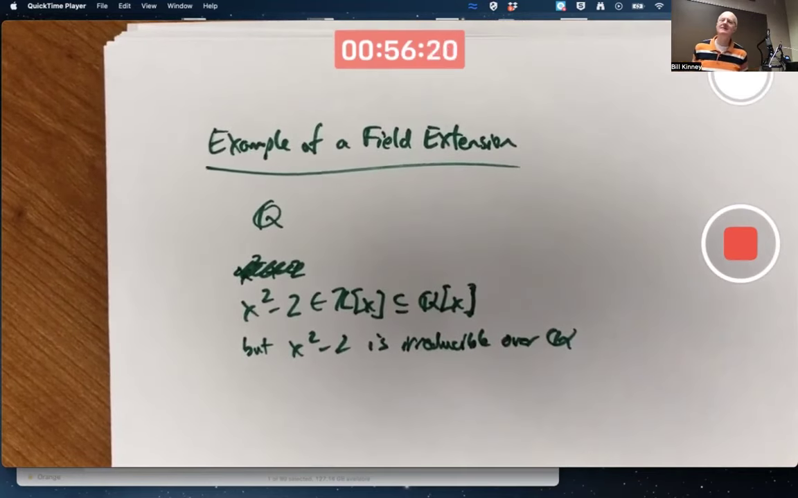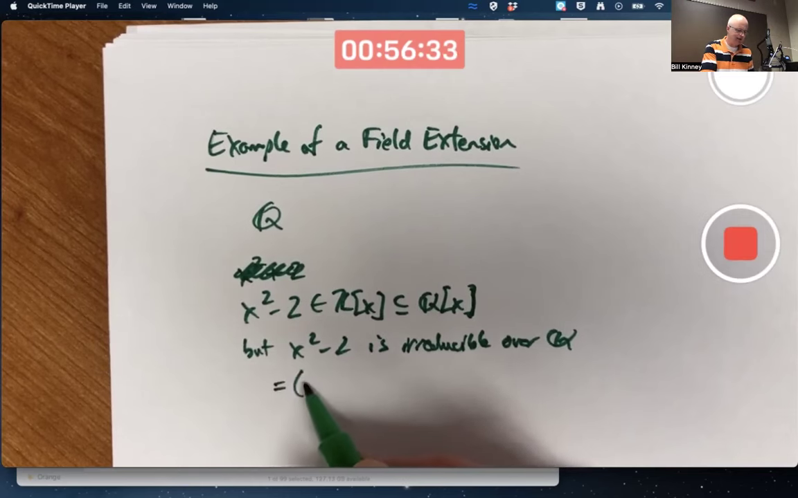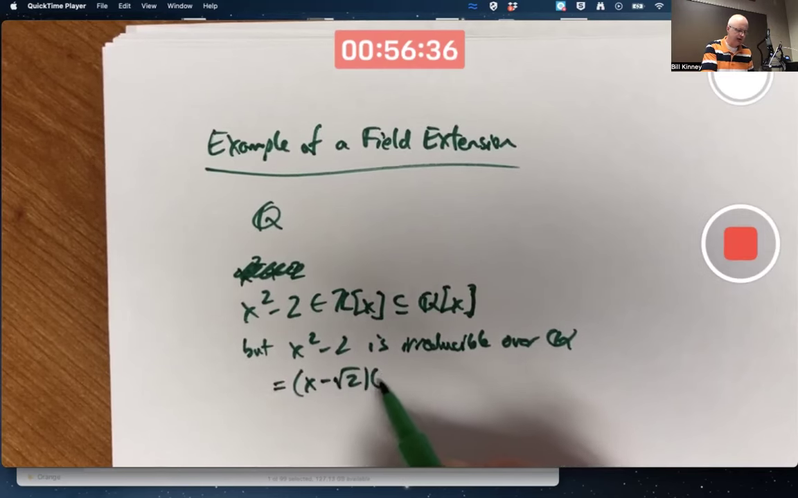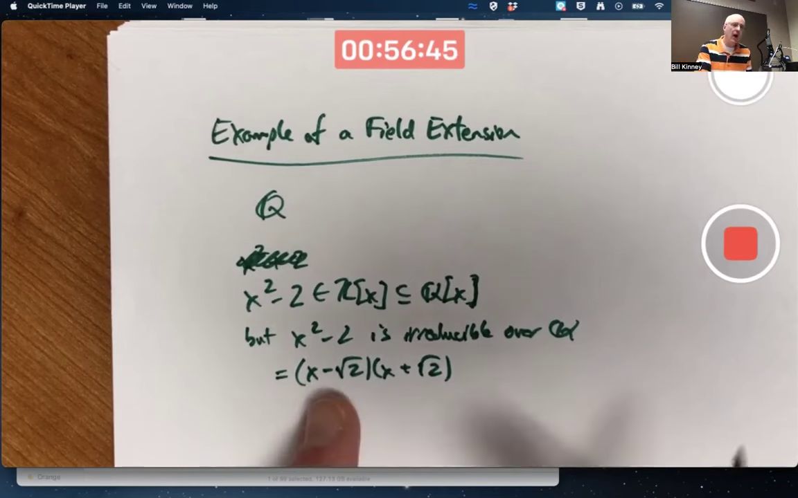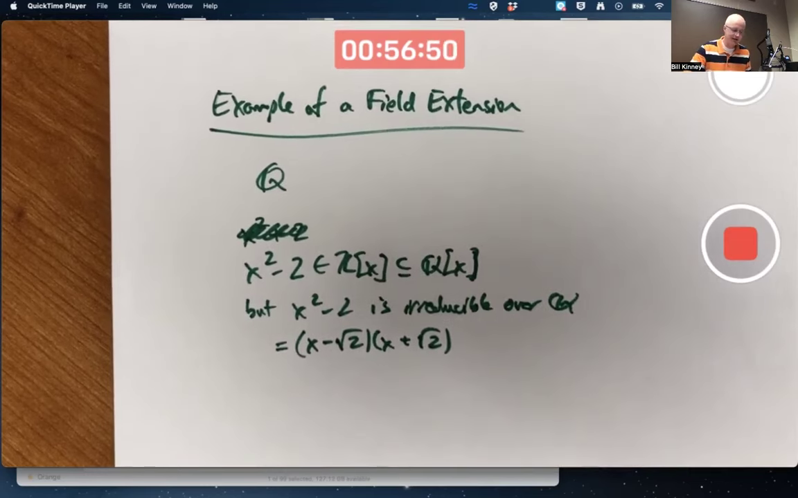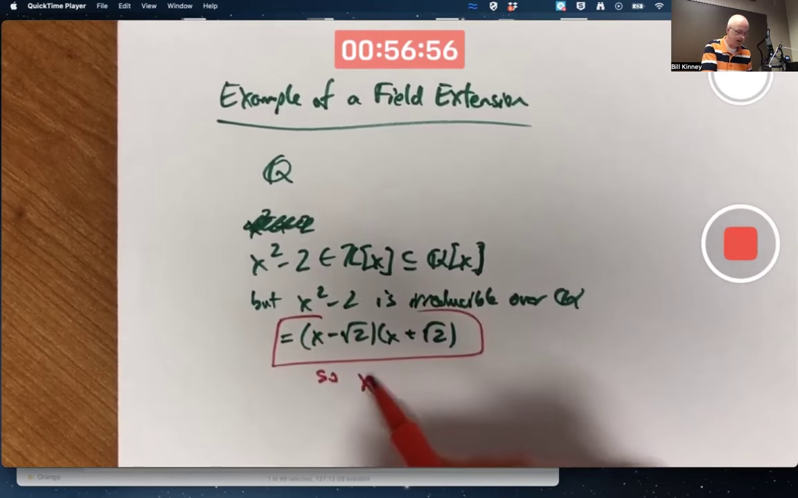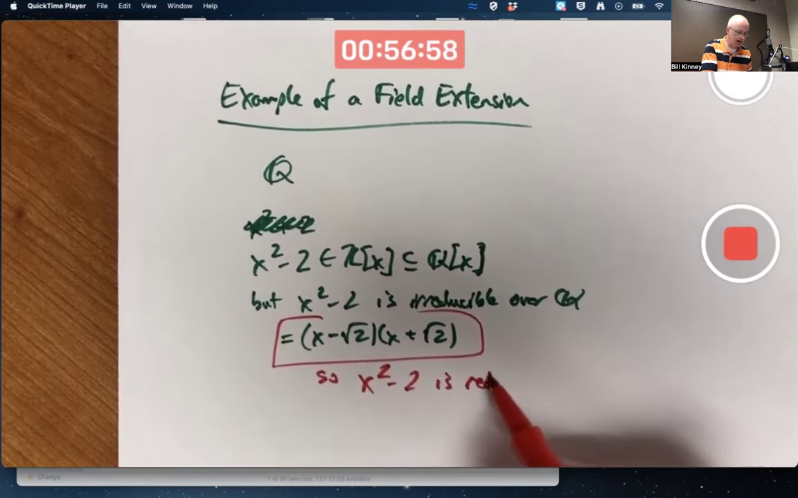Can I find a bigger field in which it's reducible? You can factor it as x minus square root of 2 times x plus square root of 2, but square root of 2 is not a rational number. Those are real numbers. I could say x squared minus 2 is reducible over R.